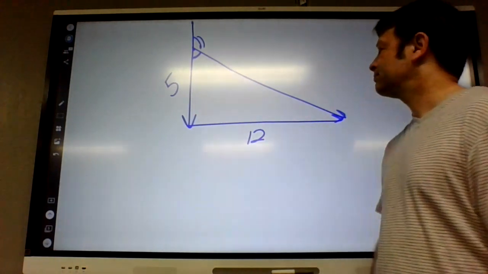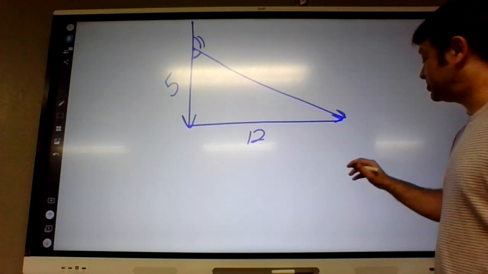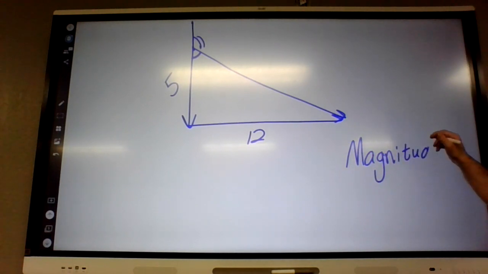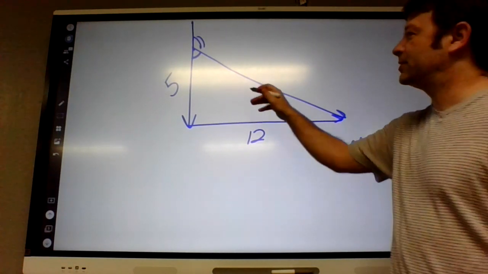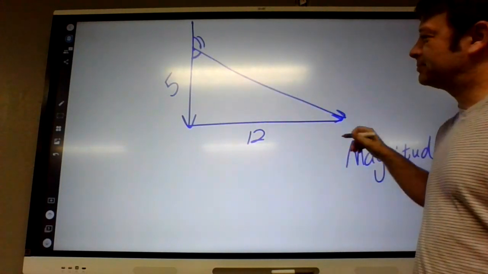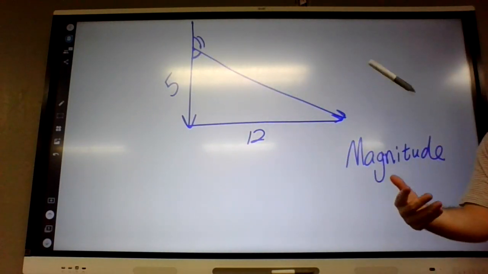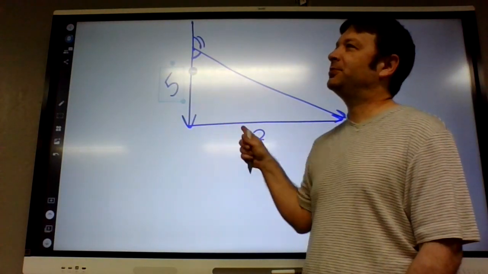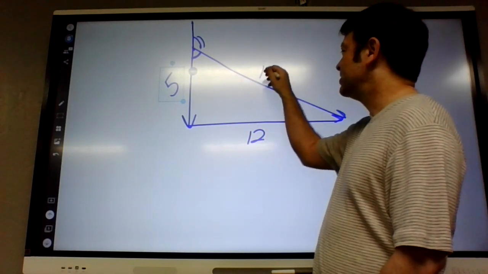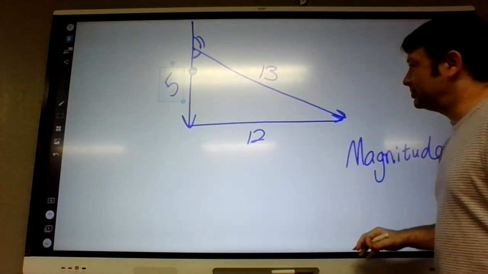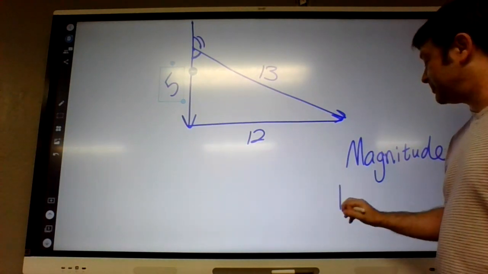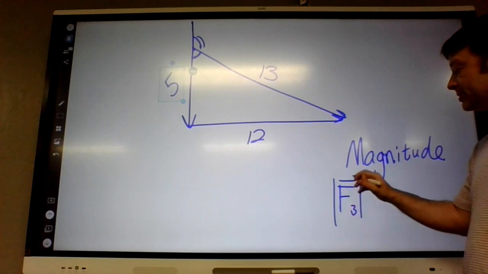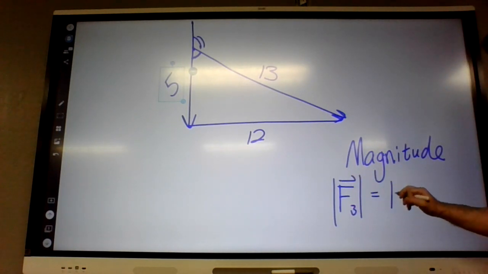Alright, what about magnitude? You guys remember magnitude? Yeah, it's the length of the vector. So how would I find the length of this vector? Yes, Pythagorean theorem. 5 squared plus 12 squared. Do you guys remember this one yet? 5, 13. Yeah, 5, 12, 13. So magnitude, which a lot of times the book used absolute value symbols to represent magnitude, so that would be 13.